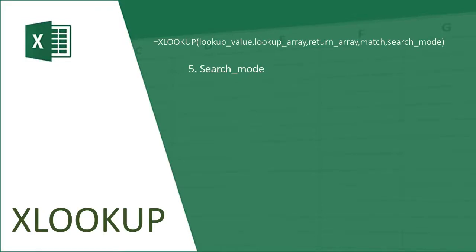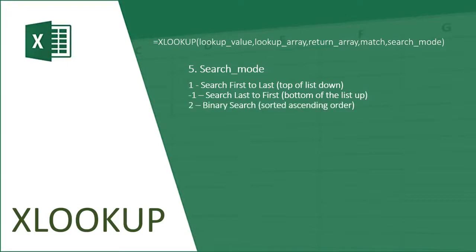Search mode is a cool parameter that allows you to search by first to last, so from the top down, and last to first from the bottom up. You also have 2 binary searches, so sort in ascending order or descending order. You can even combine XLOOKUP functions to be even more powerful, and I'll give you some examples of that at the end of the video.